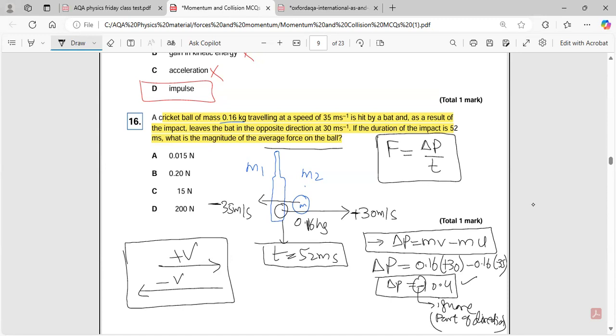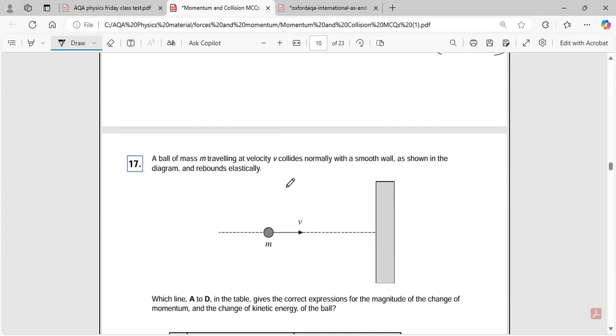Okay. Finally, you found the change in momentum, which is 10.4, and the contact time is 52 milliseconds. When you solve that, you get the answer of 200 newtons. So that's why this is your answer.